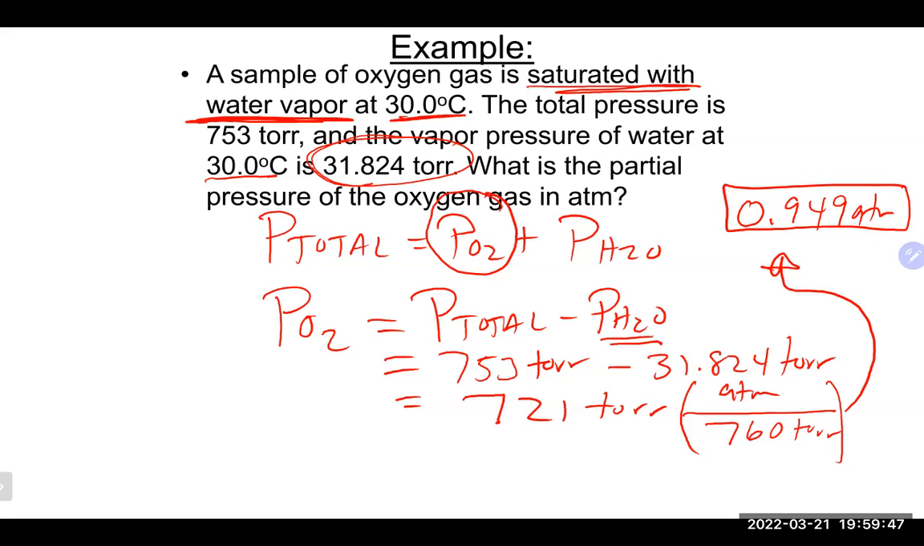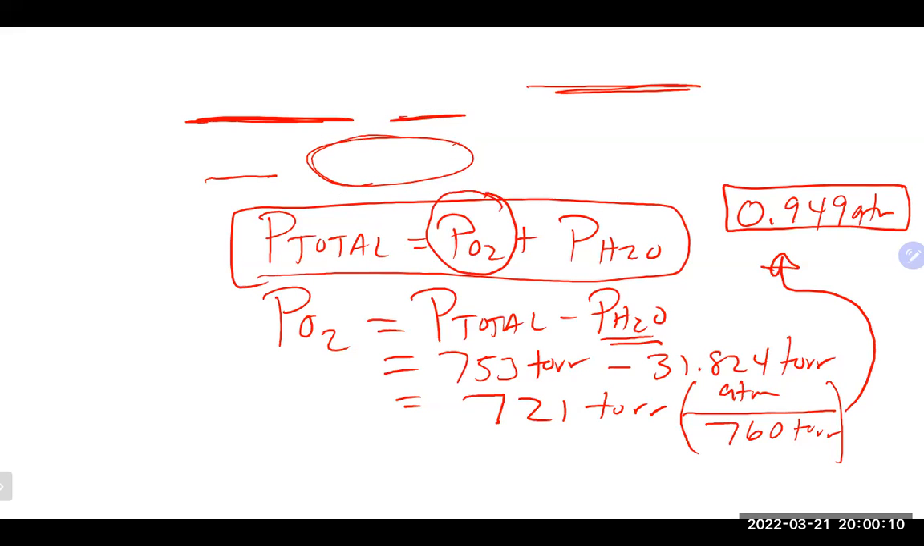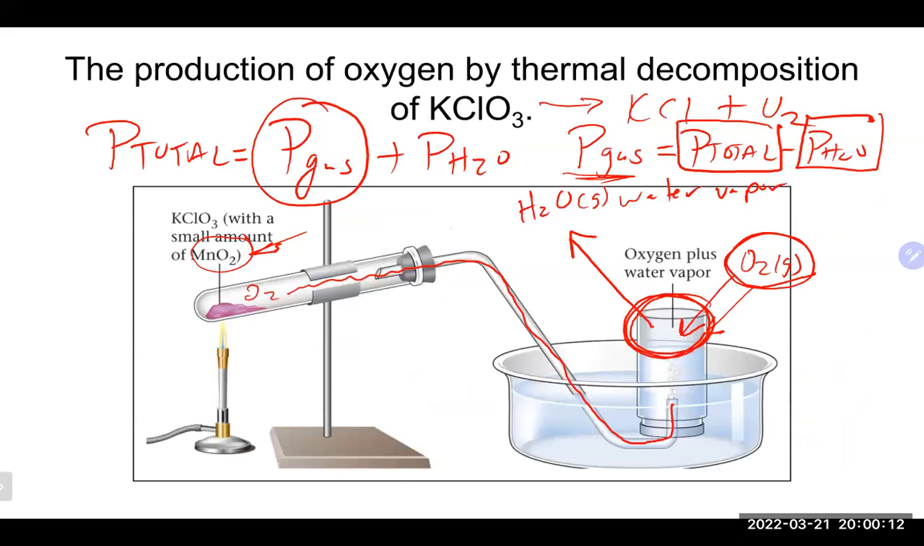So this is another very common partial pressure situation. Any questions on that? It would actually just be this formula here: the total pressure is equal to the partial pressure of the gas you're interested in, which just happens to be O2 in our case, plus the vapor pressure of water. You would use this formula anytime.